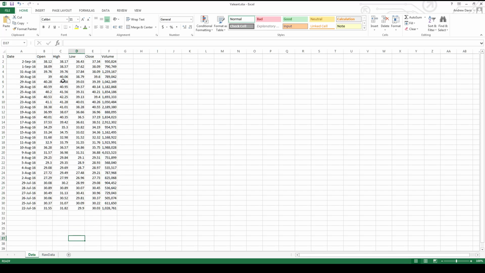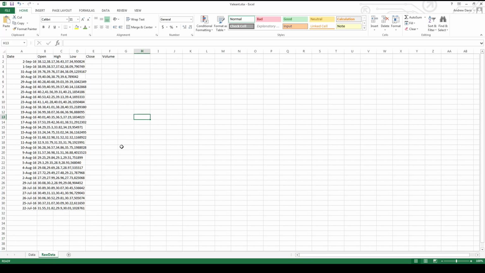And this looks really nice. It's in a neat laid out grid for us. Everything is sorted. We can easily look at it and analyze it. But often, instead, when we get data, it looks something like this.